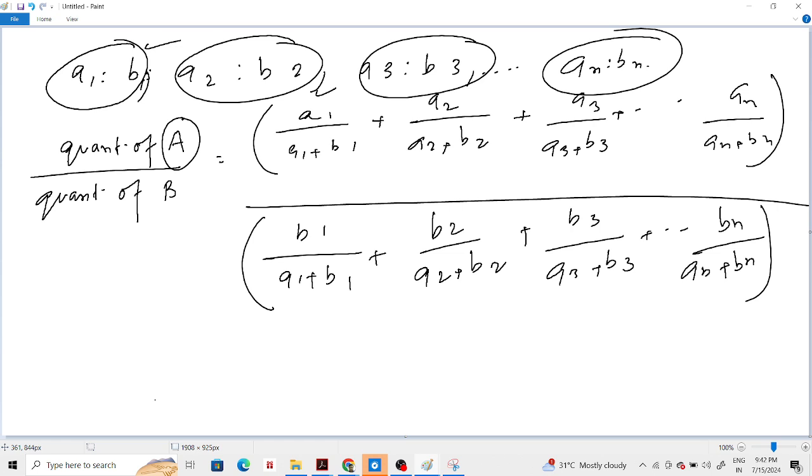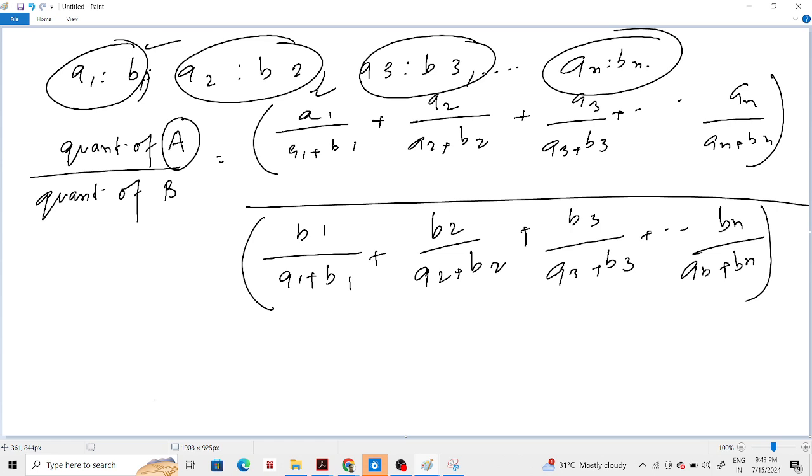Okay. There are n vessels of sizes C1, C2, till Cn, filled with mixtures of liquids A and B, in the ratio, the rest of the part is same. A1 is to B1, A2 is to B2, AN is to BN, same thing.